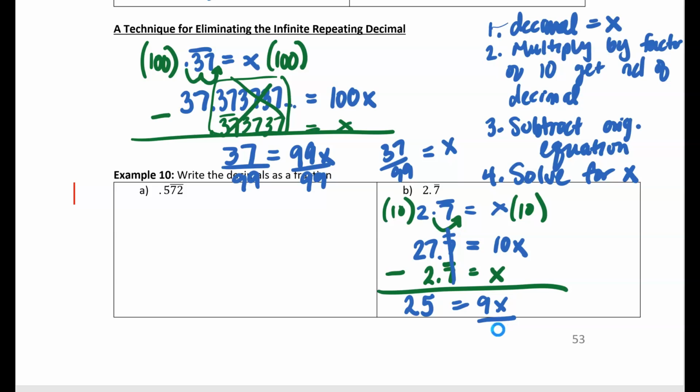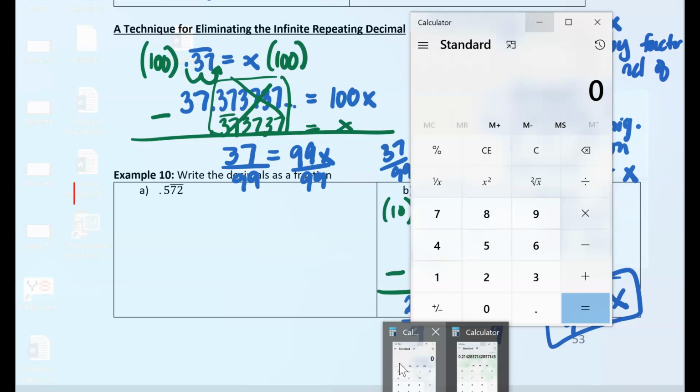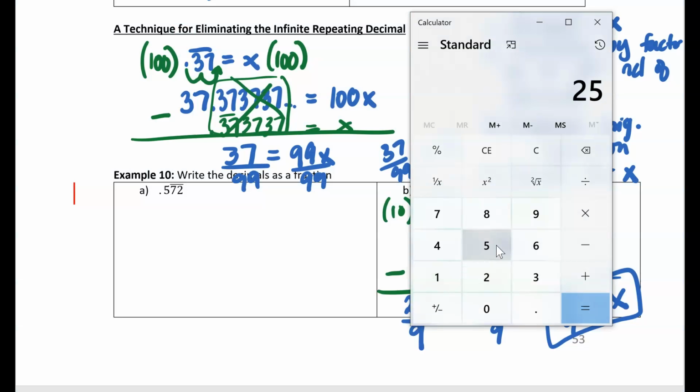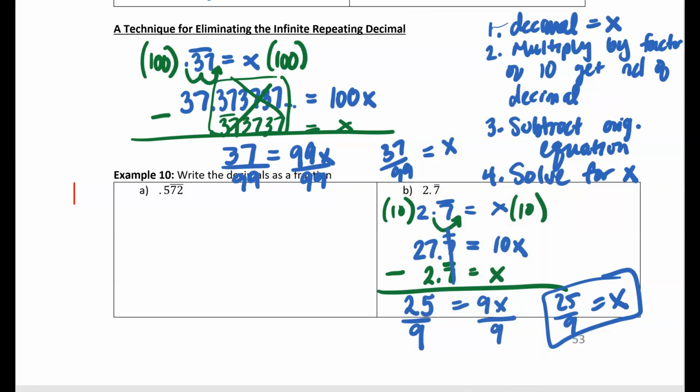And then we're going to solve the equation by dividing both sides by 9. So you end up getting 25 over 9 equals x. Now it's an improper fraction, but that makes sense because our original number is more than 1. So if you do 25 divided by 9, you should get 2.7 repeating. And then let's just take our calculator and double check. So 25 divided by 9, and you end up getting 2.7 repeating. Awesome. Okay. Now we're going to tackle this last one.